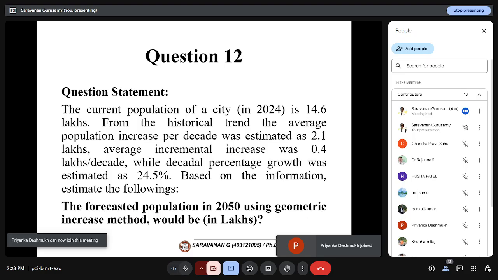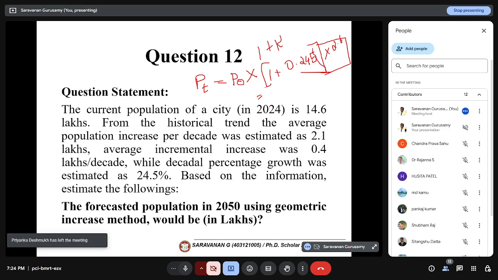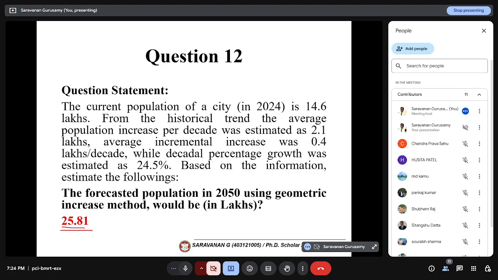Forecasted population of 2050 using the geometrical increase method. What is the formula? P at a time t, today's population into 1 plus k by 100, so 24.5 by 100 or 0.245, to the power t. How many decades? 2024 to 2050, the same 2.6 decades. So the answer is 1 plus 0.245 power 2.6 into 14.6. So the answer is 25.81 lakhs. Right, this is the geometric increase method.